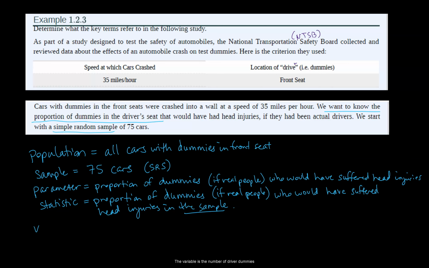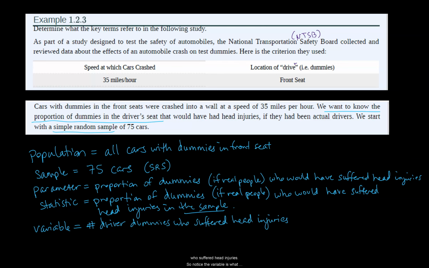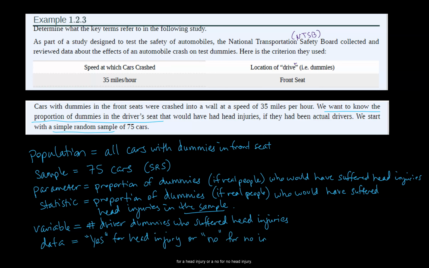The variable is the number of driver dummies who suffered head injuries. So notice the variable is what we're collecting as far as the data goes. And then what is the data? We're going to look at the dummy and see, do they have a head injury or not? So a yes for a head injury or a no for no head injury.